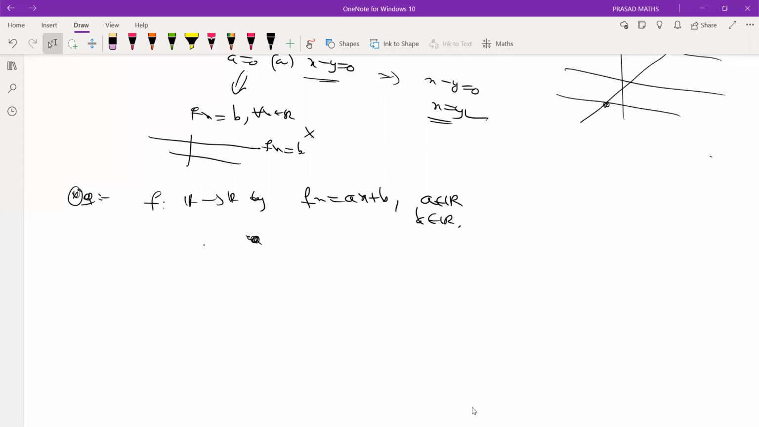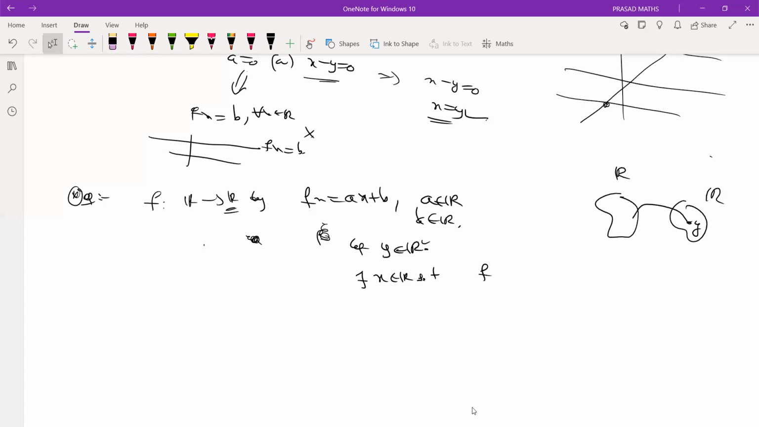Take a codomain element. I don't know whether it is onto or not. First, you need to guess it. Suppose there exists a pre-image for the y element. This is my domain, this is my codomain. Suppose you take an element here. Without loss of generality, we can have a pre-image, though we don't know whether it exists or not. Suppose I can have a pre-image under the function f. So what happens? ax plus b equals y. If such an x is possible, definitely we can have a pre-image for every y.